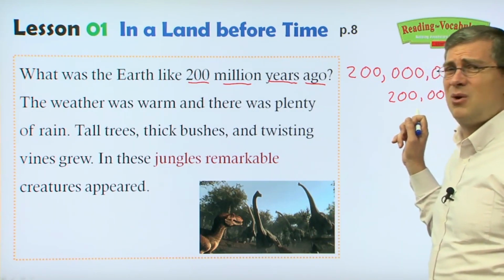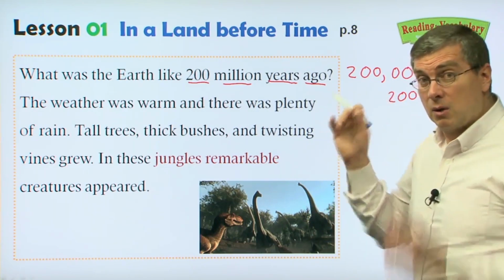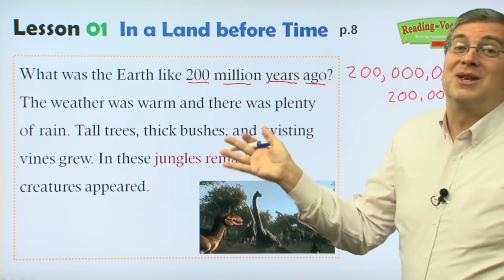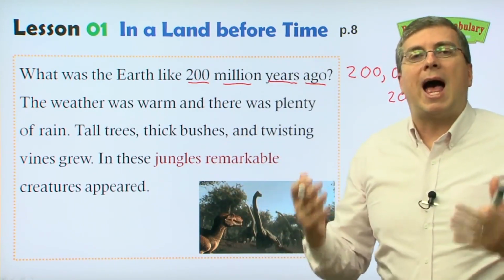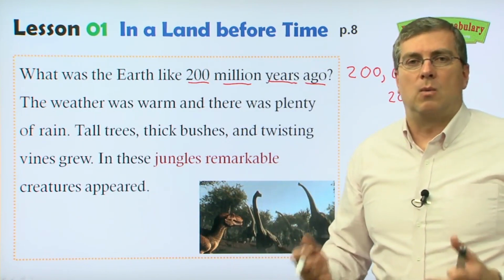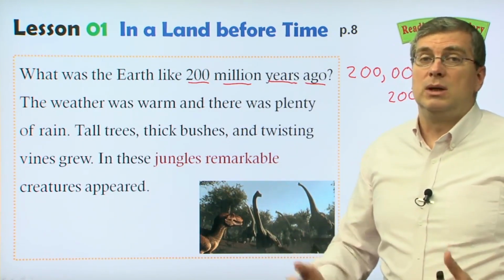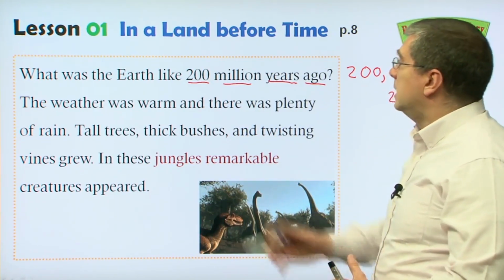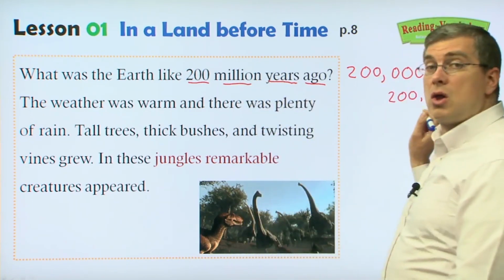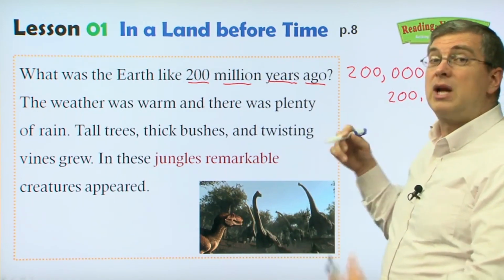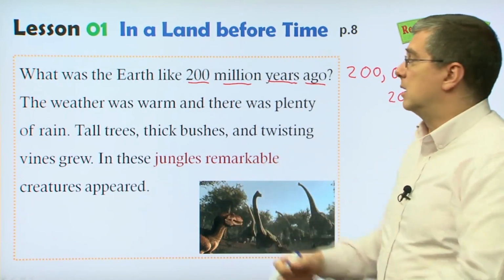200,000? We have no idea. 200 million? That's really long. It's almost impossible to think about how long ago that was. We just know it's a really, really long time ago. Well, 200 million years ago, what was the Earth like? A long, long, long, long time before human beings were on the Earth.